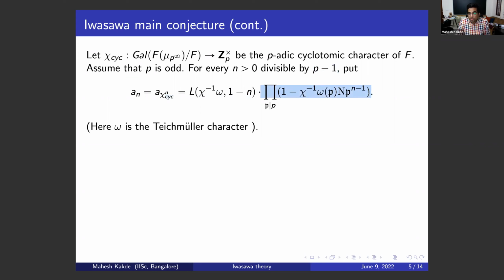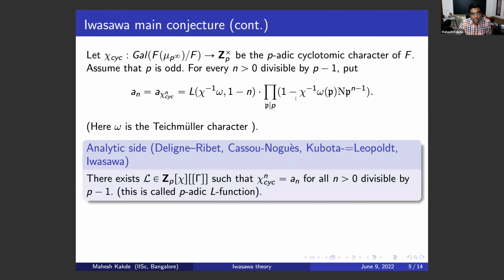And then you remove Euler factors at primes above p. You need this to be able to p-adically interpolate these L values. If you did not remove Euler factors at p, you wouldn't get anything that's p-adically continuous. Okay. So on the analytic side, first Kubota-Leopoldt when F is equal to Q, and in general by Cassou-Noguès and Deligne-Ribet, they prove that there exists an element in this group ring which interpolates all these values.